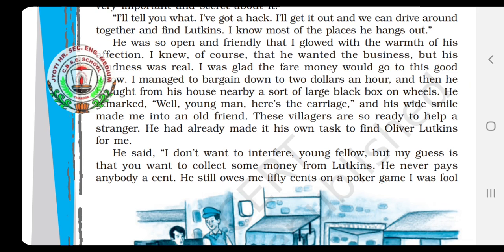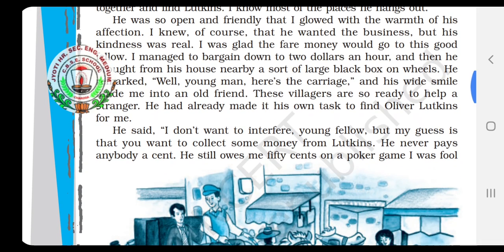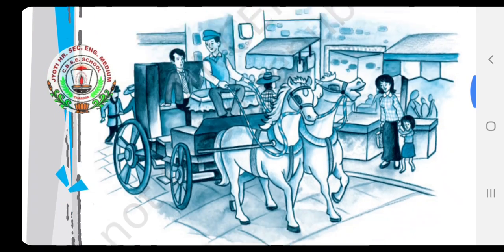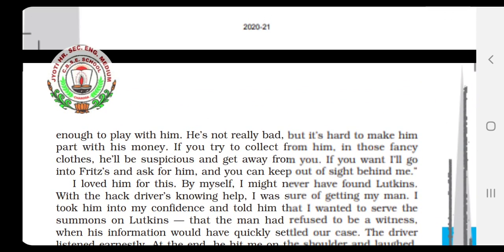Next, he said, "I don't want to interfere, young fellow, but my guess is that you want to collect some money from Lutkins. He never pays anybody a cent. He still owes me 50 cents on a poker game. I was fool enough to play with him. He is not really bad, but it's hard to make him part with his money. If you try to collect from him in those fancy clothes, he will be suspicious and get away from you. And if you want, I will go into Fritz and ask for him, and you can keep out of sight behind me."